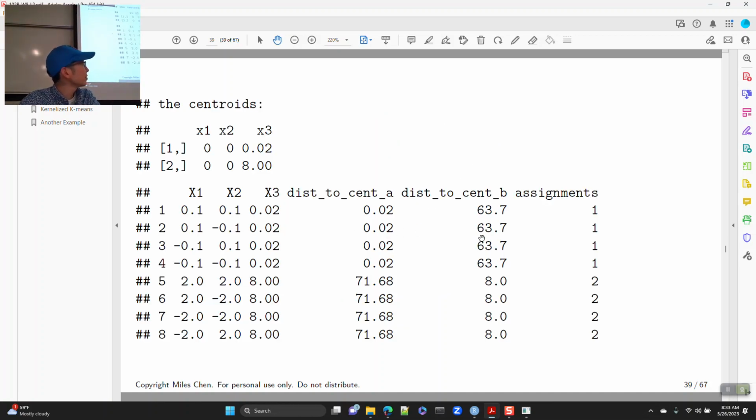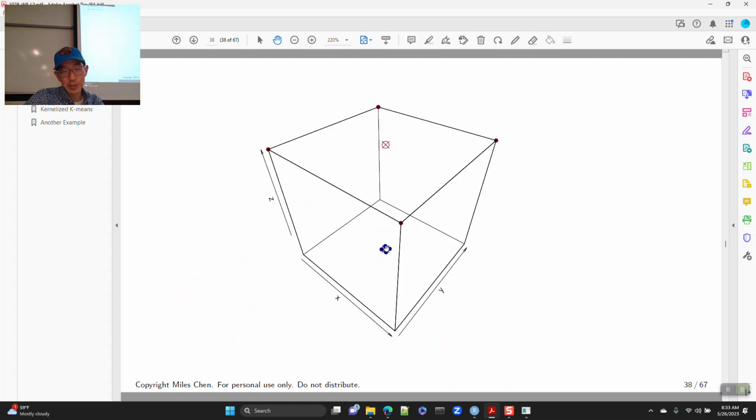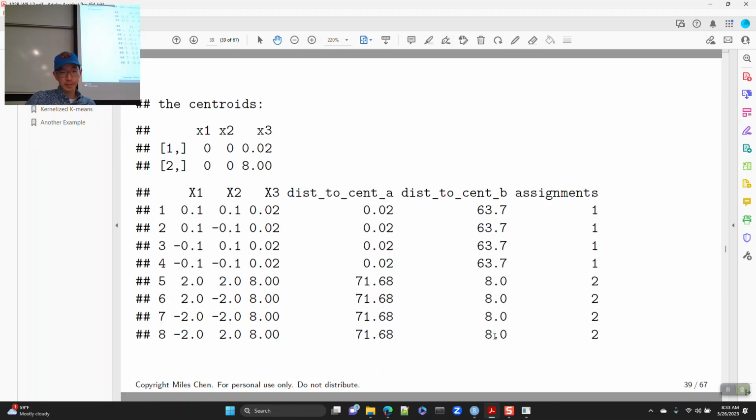Okay, and then if you recalculate the distances, everything has converged here. There's no reassignment, and so we can see the distances to centroid A at the bottom are very small for these points, and the distances up here are a lot smaller. Okay, so that's what we have.